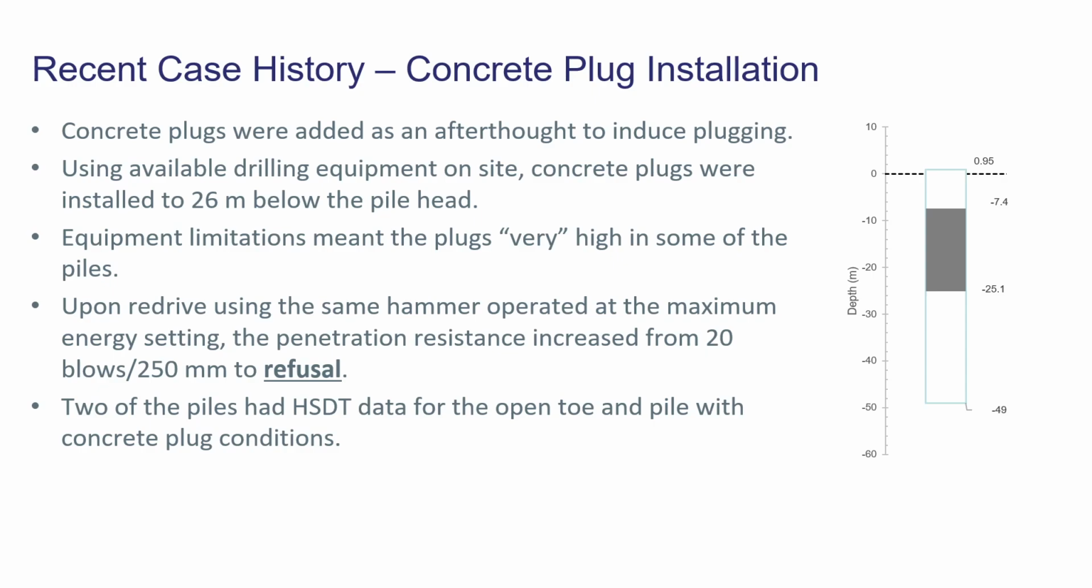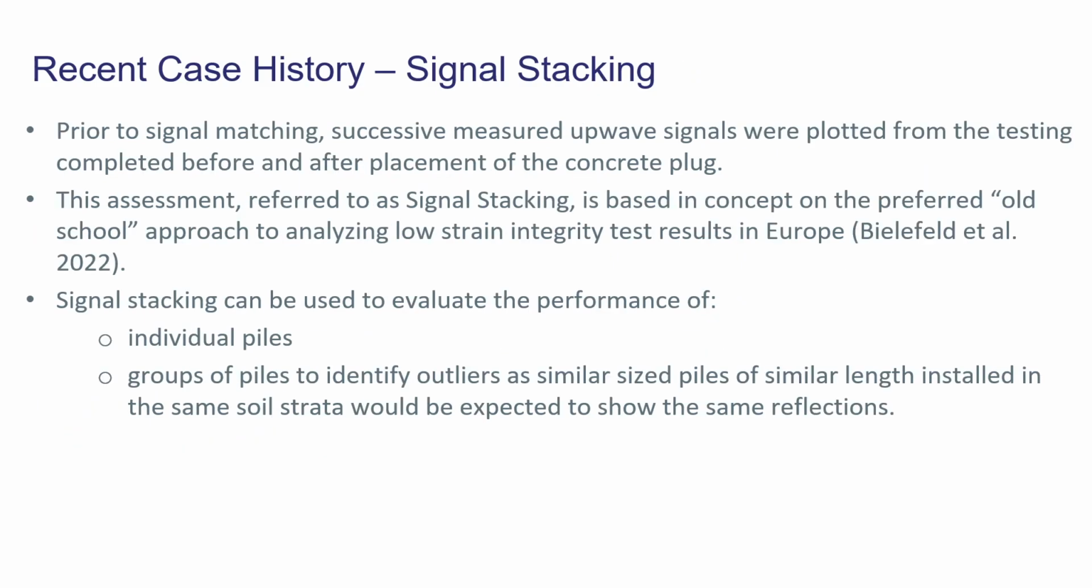On redriving the pile with the same hammer, they were at maximum energy, so same kind of thing. They were able to go from 20 blows per 250 to basically a refusal condition. So they're getting to a place where they're happy with the resistance. So the plug is doing what it's supposed to do. The key thing on this job was, unlike most of the other projects where we're only testing the piles with the concrete plugs, some of the piles were actually tested before the plugs were added. That's what we want to talk about today.